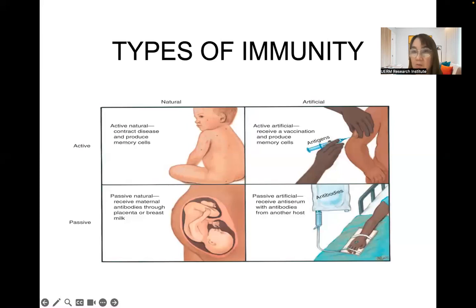In addition, we have natural and artificial immunity. Natural immunity occurs through contact with a disease-causing agent. Artificial immunity develops through deliberate actions of exposure.